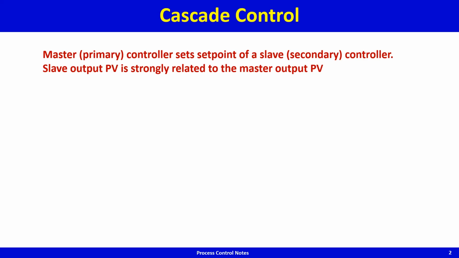And so in cascade control, what you do is you have two controllers. The master controller, which controls the primary variable, sets the set point of a slave controller which controls the secondary variable. The slave controller, because it is controlling the secondary variable, gives indirect control of the primary variable, and any deviations in the primary variable away from set point are compensated for by the master controller.